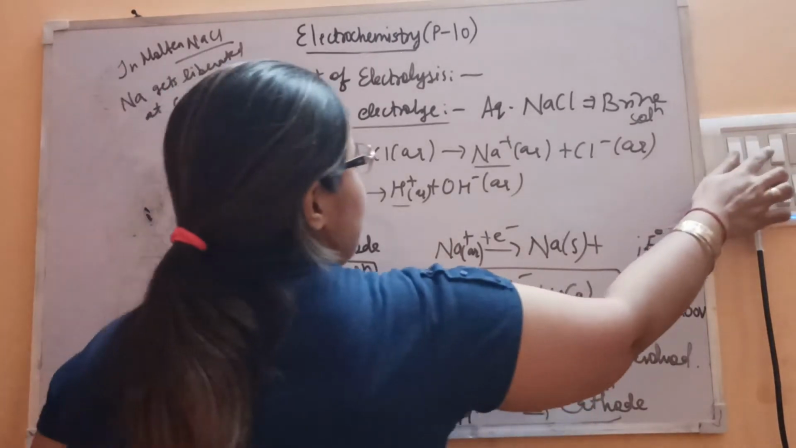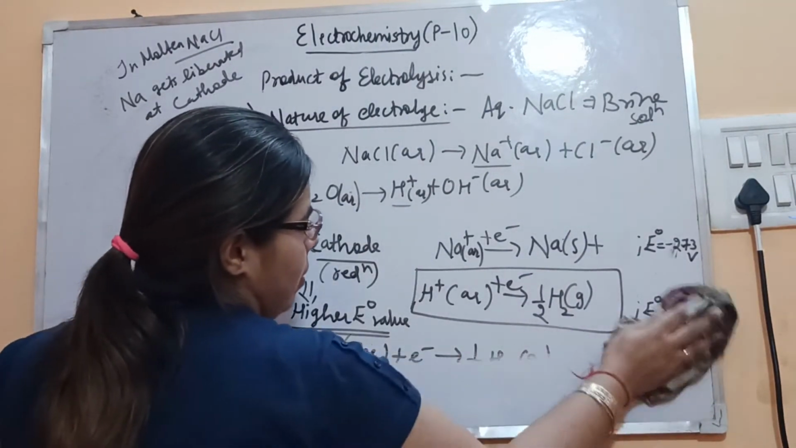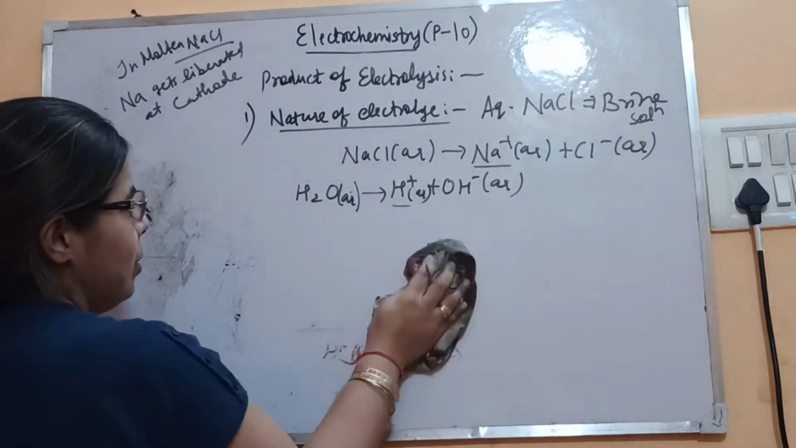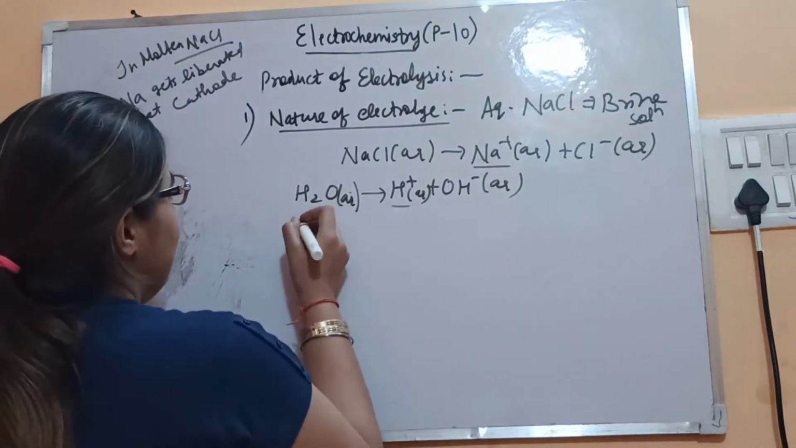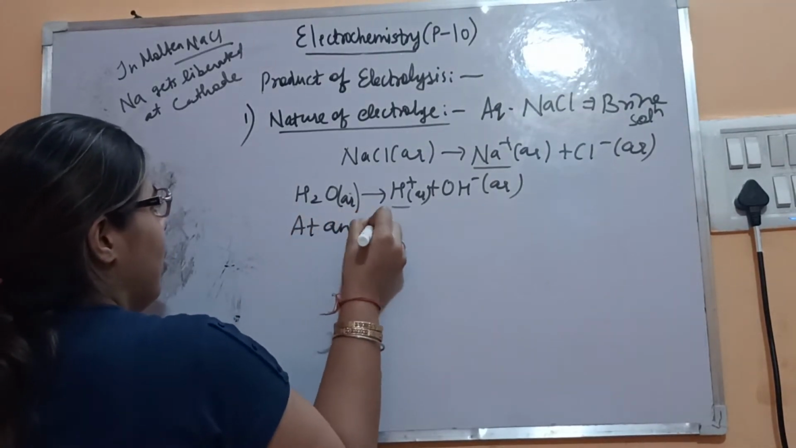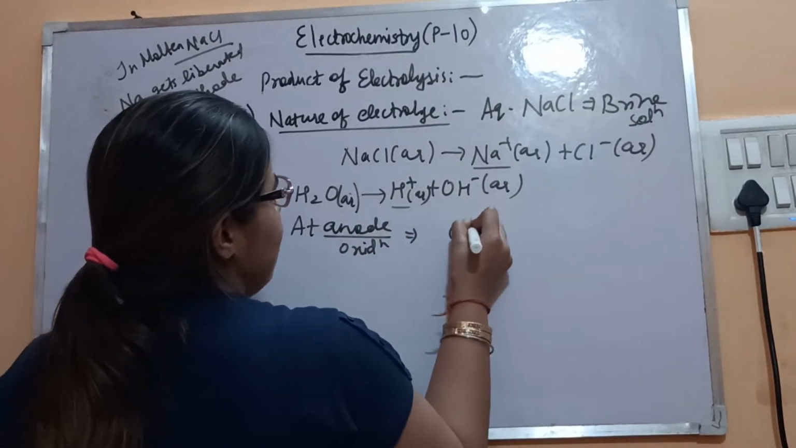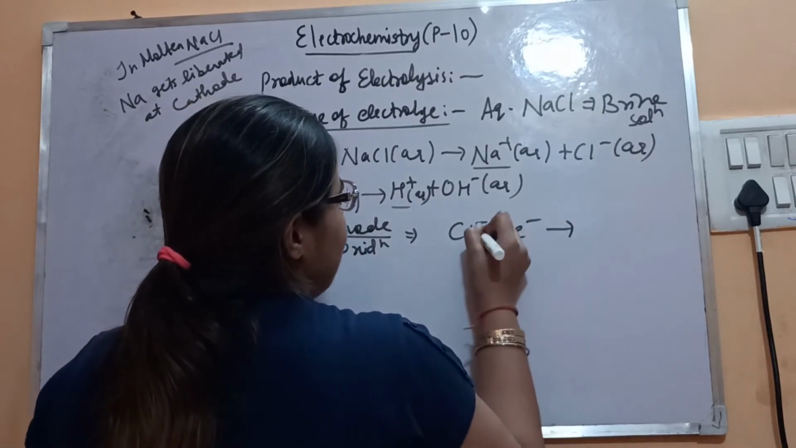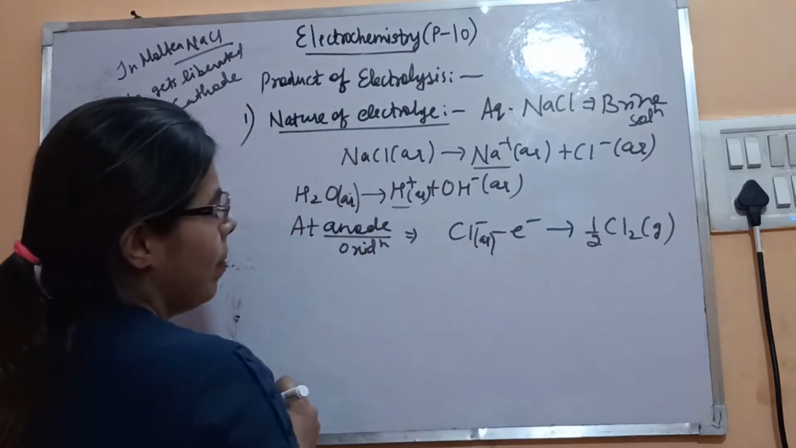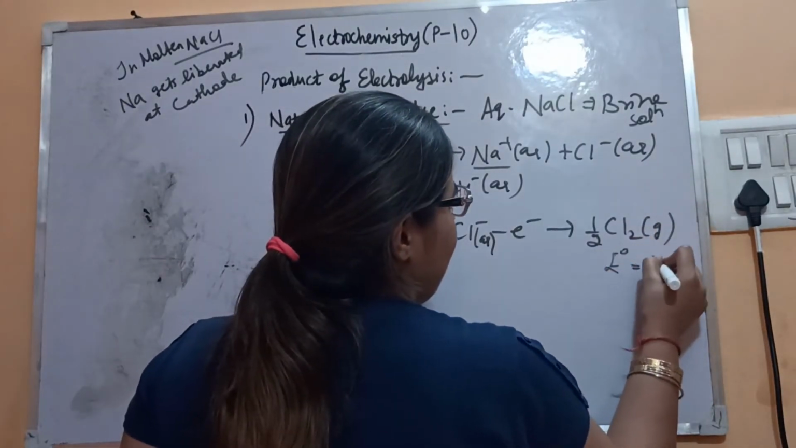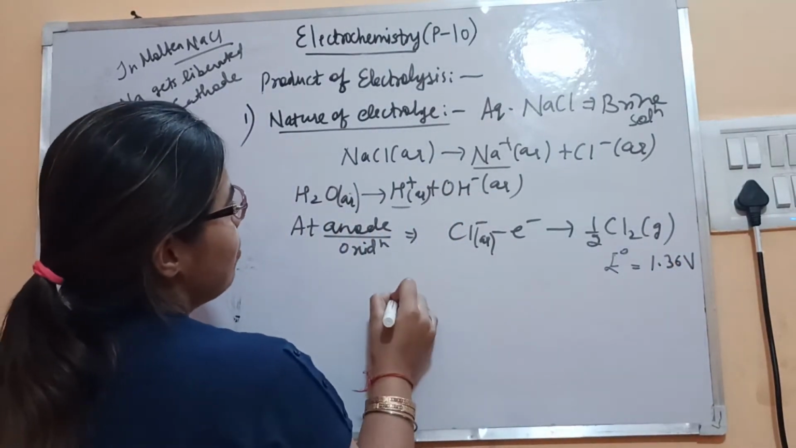Okay, so let's see the next part at the anode. Now at the anode also two things are there. Chloride is also there and OH- is also there. So at the anode, which process takes place? Oxidation, that is loss of electrons. So Cl- aqueous will lose an electron and half chlorine gas gets evolved. E naught of this is 1.36 volt.